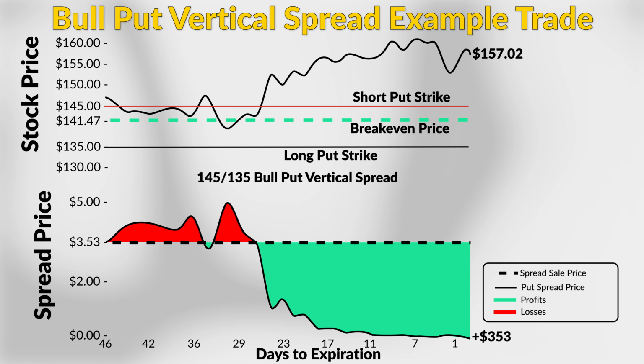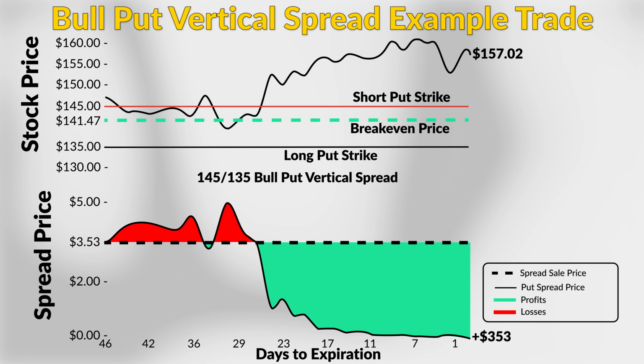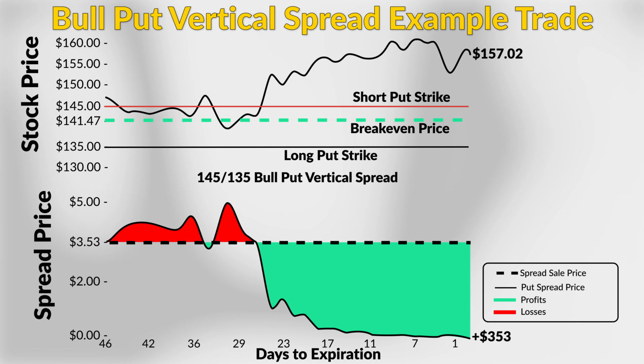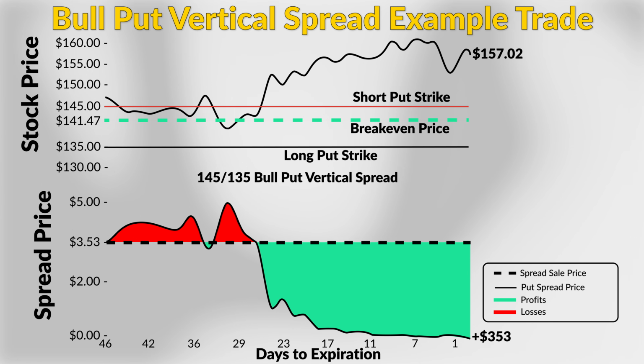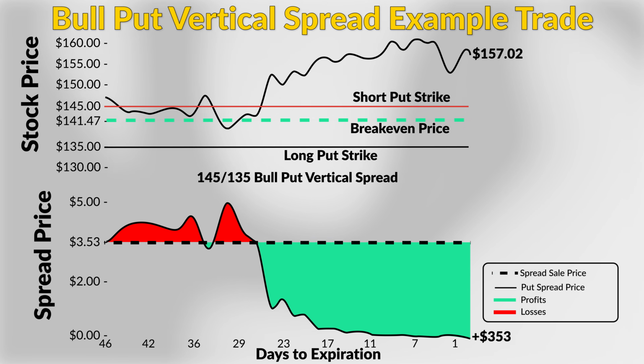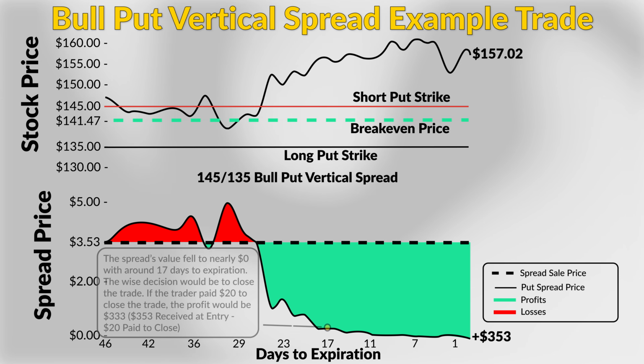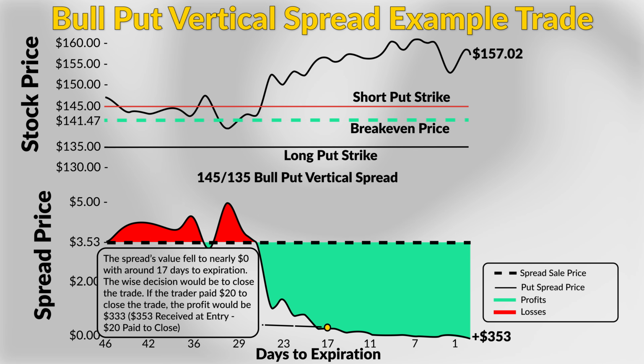And since the bull put spread is a bullish strategy, it will lose money when the stock price falls, and it will make money when the stock price rises. Fortunately, the shares regained traction and headed higher throughout the remainder of the trade, and we can see that the further the stock price increased, and as time passed, the spread's value collapsed. At around 17 days to expiration, the spread's value was already very close to $0, which means the trade essentially already had the maximum profit potential.